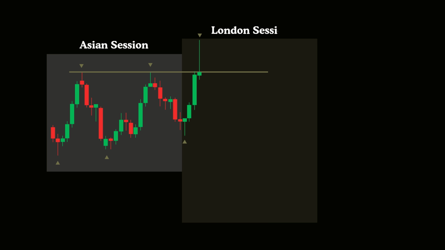For example, if price runs above the Asian high during the London Open but quickly falls back below that level, it indicates that buyers have been trapped. This gives traders a potential short opportunity, anticipating a move lower.